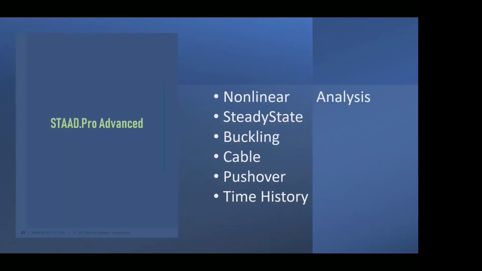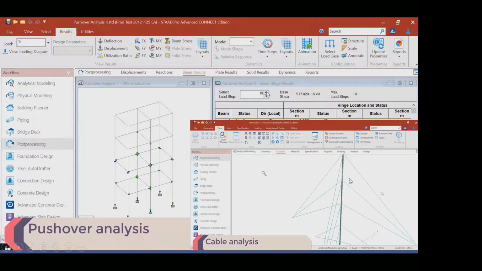Now we go to STAAD.Pro Advanced. In STAAD.Pro Advanced, we include this kind of analysis: nonlinear analysis, steady state, buckling, cable, pushover, and time history. Of course, we will not talk about all, but in general, some of the most required are pushover analysis. For example, we define this kind of nonlinear equivalent static procedure to predict much important information, but to predict the hinges about this kind of analysis.